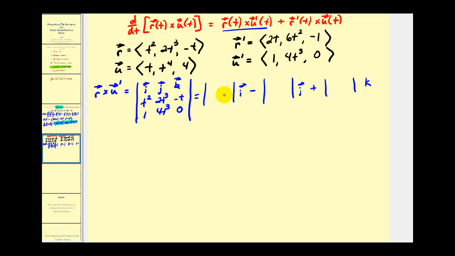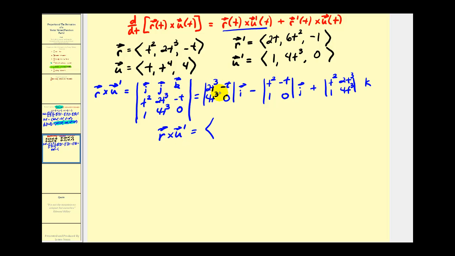So the first 2 by 2 determinant will be from eliminating row 1 and column 1. So we'll have 2t cubed, negative t, 4t cubed, and 0. Second 2 by 2 determinant will be formed by eliminating row 1 and column 2. So we'll have t squared, negative t, 1, 0. And then eliminate row 1, column 3. We'll have t squared, 2t cubed, 1, and 4t to the third. Let's go ahead and write this in component form.